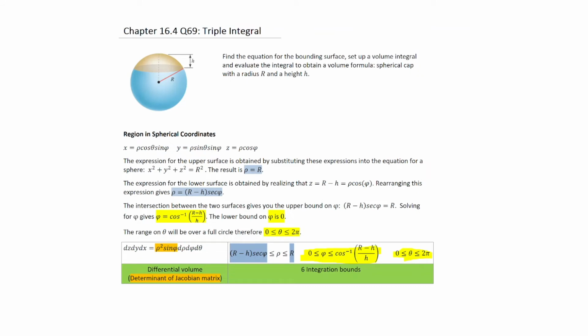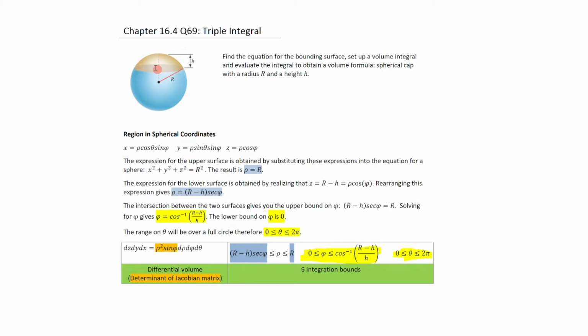The first problem is to find the equation for the bounding surface, set up a volume integral, and evaluate the integral to obtain a volume formula. The geometry is a spherical cap with a radius R and a height h. This is the sphere that we're looking at. This height is h, and we're interested in the volume contained within this spherical cap and this base that's here.